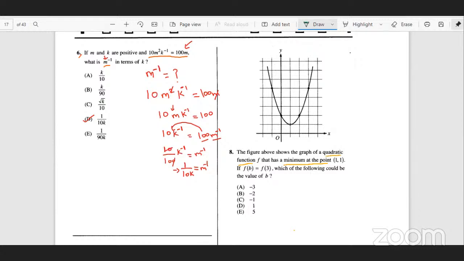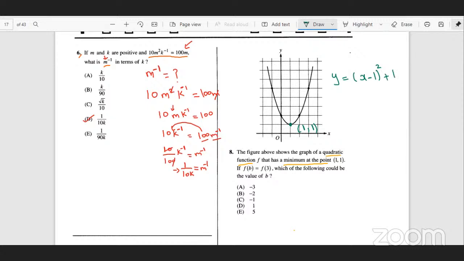So this is the minimum point, which is (1, 1). If the minimum point was (0, 0), the equation would have been y equals x squared, right? But obviously in the SAT things are not that straightforward, so this is not the equation. Your minimum point is (1, 1), so let's find the equation for that. It would be y equals (x minus 1) squared plus 1.